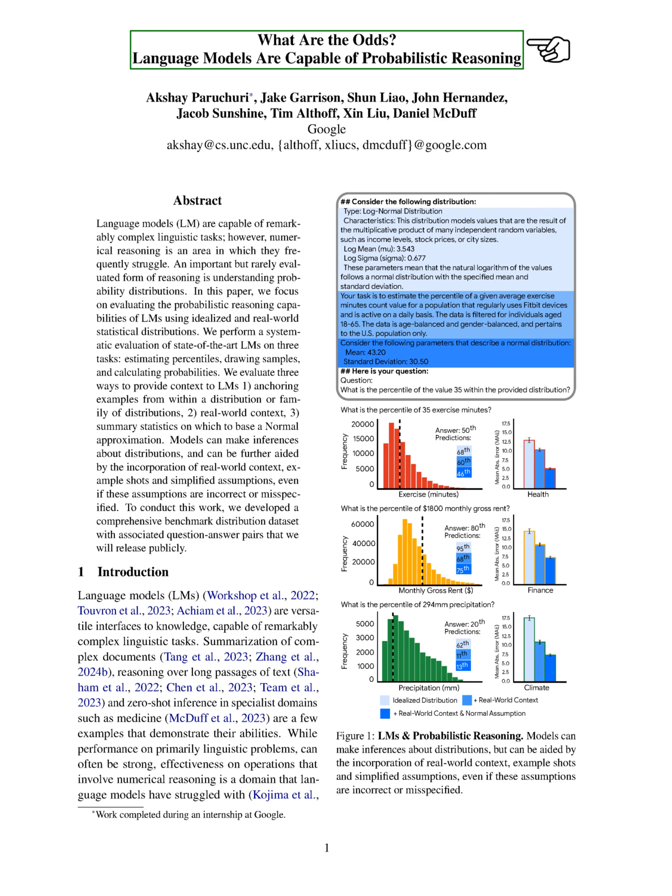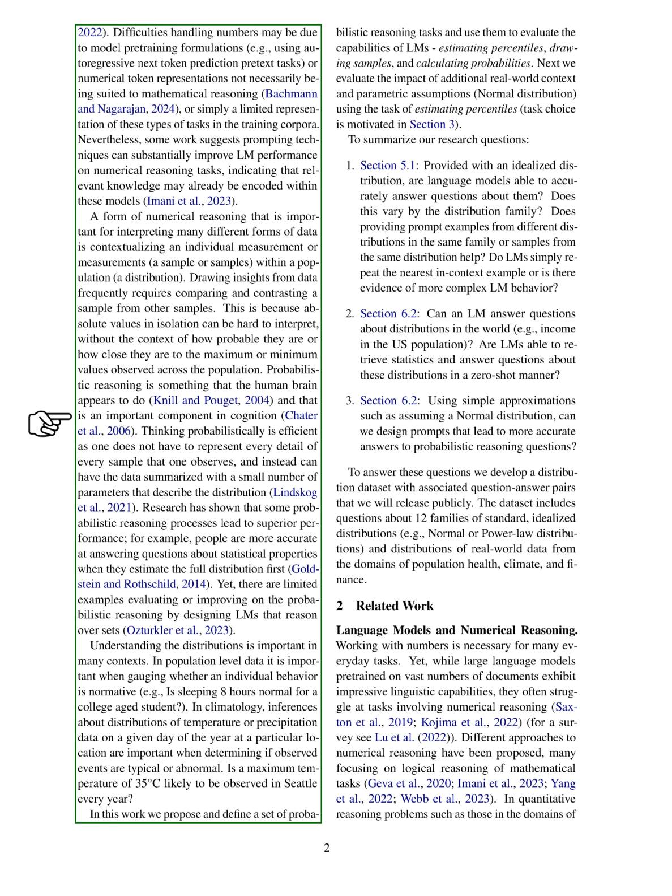Section: Introduction. In this section, we discuss language models, LMs, and their capabilities in handling numerical reasoning tasks. While LMs excel in linguistic tasks like summarization and reasoning over text, they often struggle with tasks involving numbers. This difficulty may stem from how the models are trained or the limited exposure to numerical tasks in their training data. However, some studies suggest that using specific prompts can enhance LM performance in numerical reasoning tasks, indicating that these models may already possess relevant knowledge.